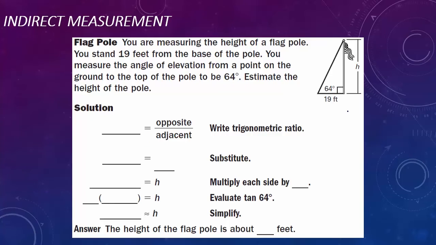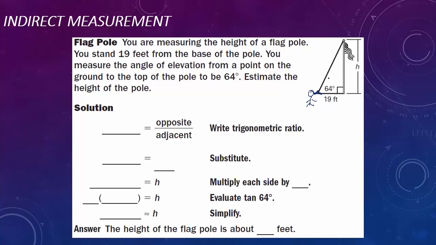Example number 3, indirect measurement. You are measuring the height of a flagpole. You stand 19 feet from the base of the pole. You measure the angle of elevation from a point on the ground to the top of the pole to be 64 degrees. Estimate the height of the pole. I'm going to draw a picture of me over here standing. This is my horizon over here, and then I'm looking up at the flagpole to get that 64 degrees. And I need to find the height in this question.